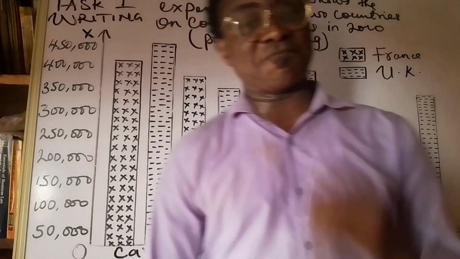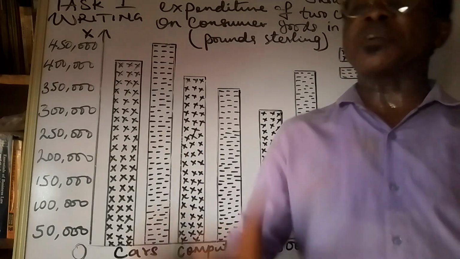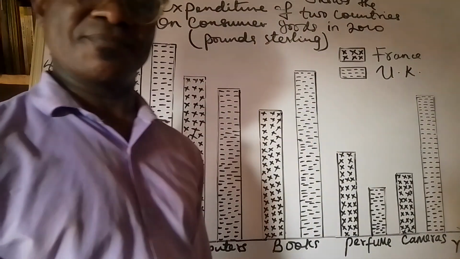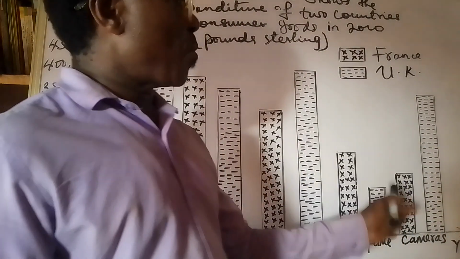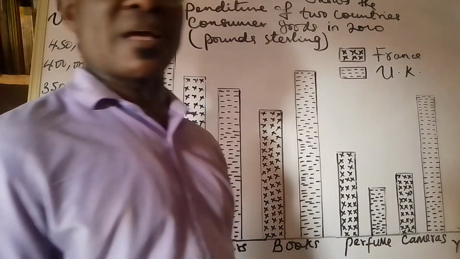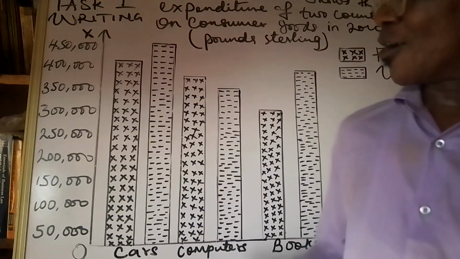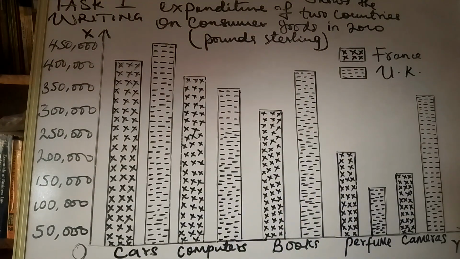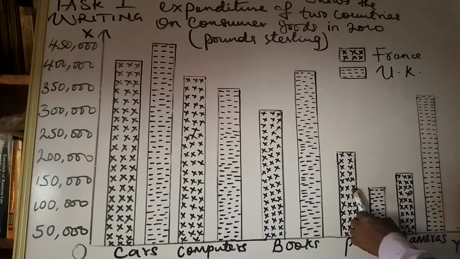However, the most fundamental difference, or the most significant difference, between British and French expenditure in the year 2010 was on cameras, where the British expenditure almost more than doubled that of France. On the other consumer goods, however, the French spent more than the British. The French, for instance, spent more than the British on computers and spent more than the British on perfumes.